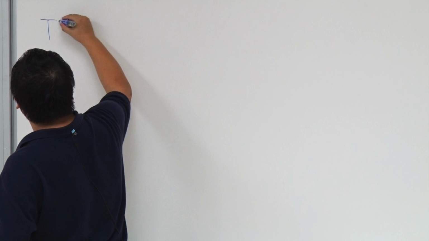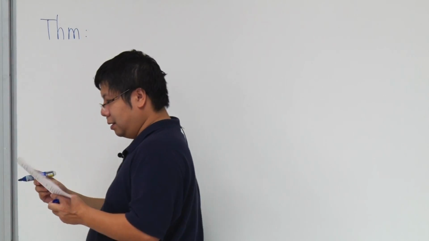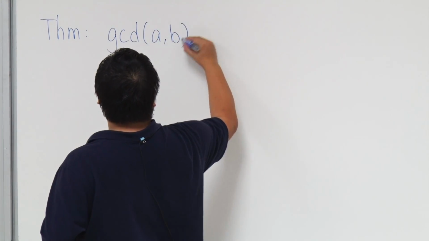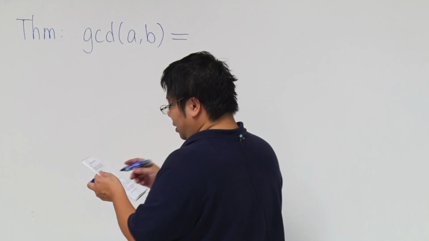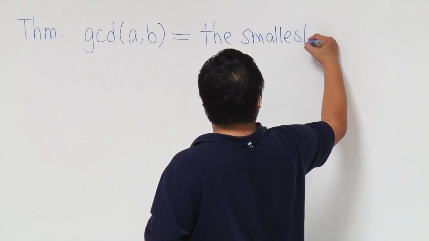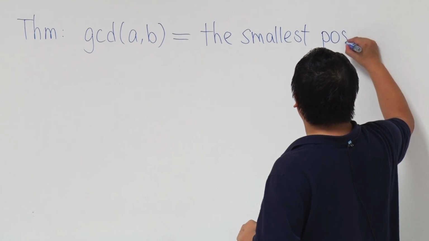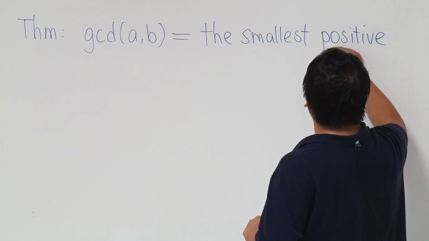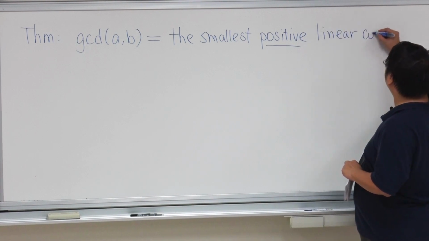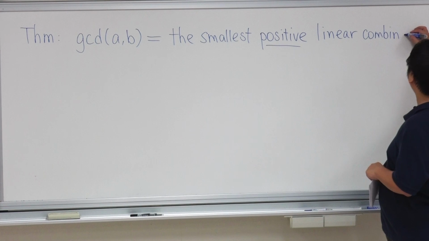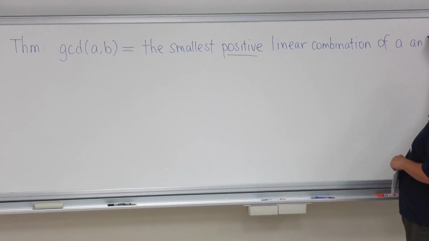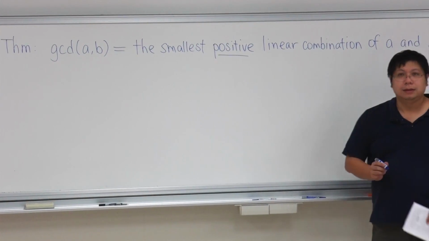So we have this theorem. The GCD of A and B is always equal to the smallest positive linear combination of A and B. So it has to be positive. Okay. So what does that mean?